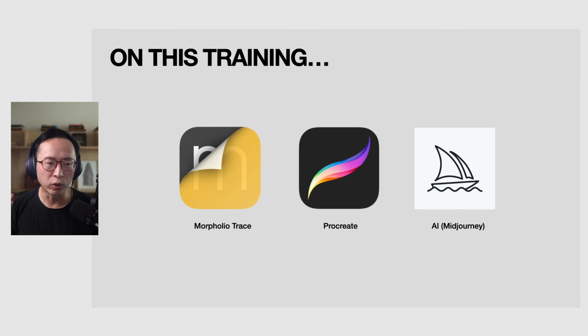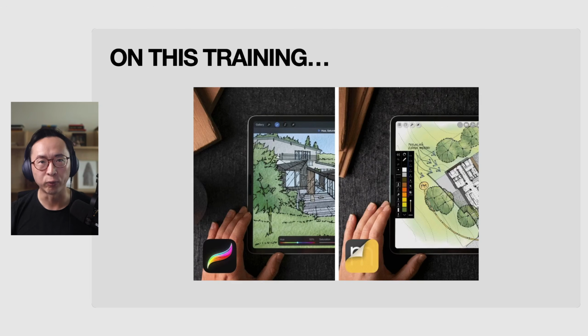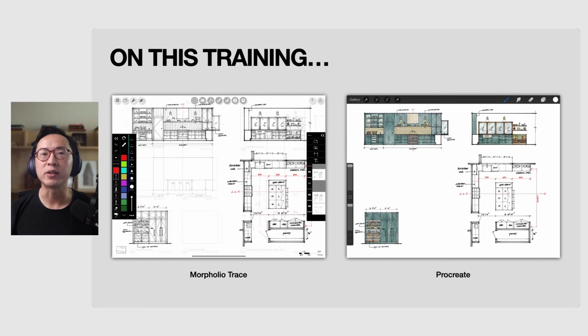In this training, you will learn about the top 3 digital workflows that I think every architect and designer should know. These workflows are designed to save you time and give you more creative freedom. You will also learn how to choose between Morpholio Trace and Procreate based on your project size, scale, type, and your drawing artistic goals. Plus, you will discover how to combine Morpholio Trace and Procreate into one seamless workflow that helps you create, iterate, and even present faster.